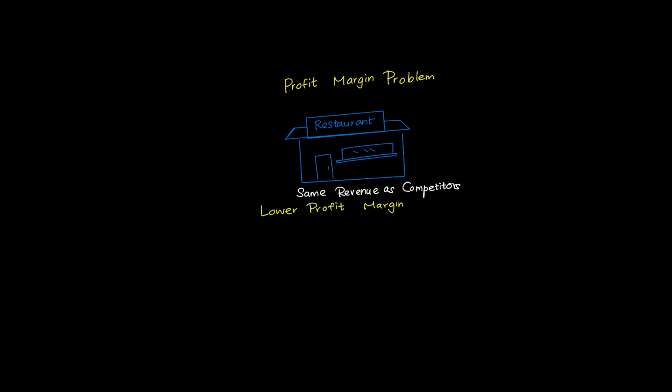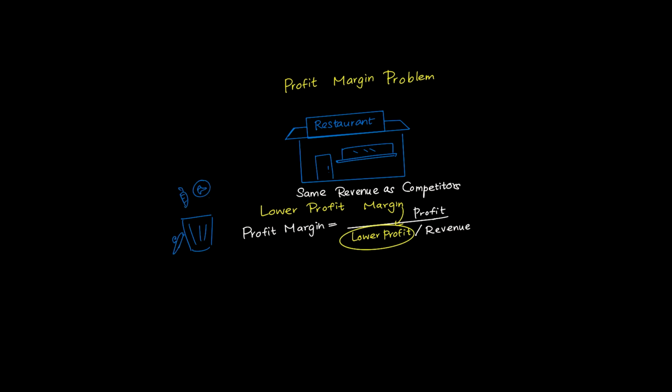Reducing food waste. In the restaurant industry, food waste is a massive cost problem. When ingredients spoil, when plates come back half-eaten, when portion sizes are poorly controlled, the restaurant is essentially throwing money in the garbage. By implementing better inventory management, portion control, and food preparation processes, the restaurant reduces costs without touching revenue. This directly widens the profit margin.